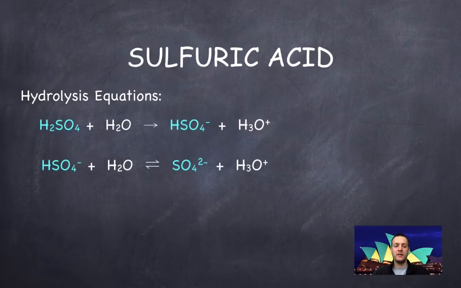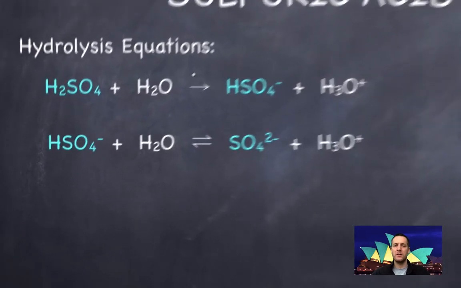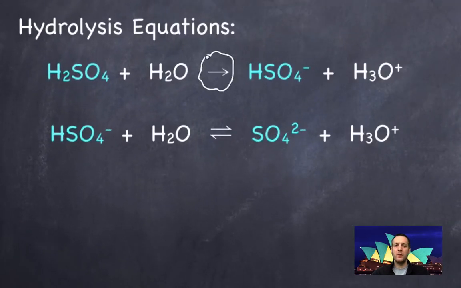Let's have a look at sulfuric acid. Now you might have noticed something weird going on here when you first saw the hydrolysis equations for sulfuric acid. We've got both a one-way arrow and a two-way arrow. Now this is because sulfuric acid is a strong acid. If you put it in water, all those sulfuric acid molecules will give away H+ ions and turn into hydrogen sulfate ions. We might also remember that sulfuric acid is diprotic. That's because the hydrogen sulfate ion can give away another H+ ion to water and turn into a sulfate ion.